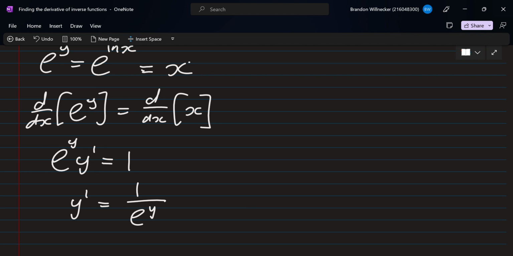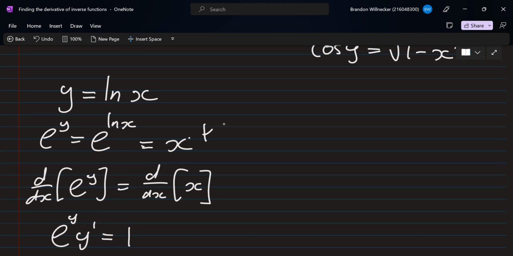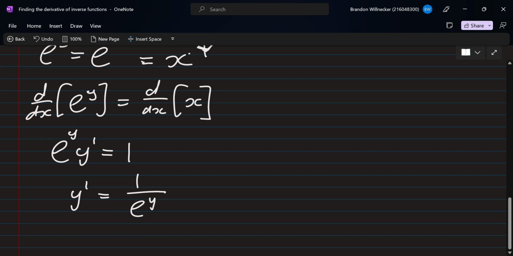Again, if this was just a standard implicit differentiation question, we could leave it like this. However, we can simplify this, because if we look back here, we know that e to the y is equal to x. So here we've got 1 over e to the y, so that's just going to be 1 over x. So we see that the derivative of the natural log is 1 over x.